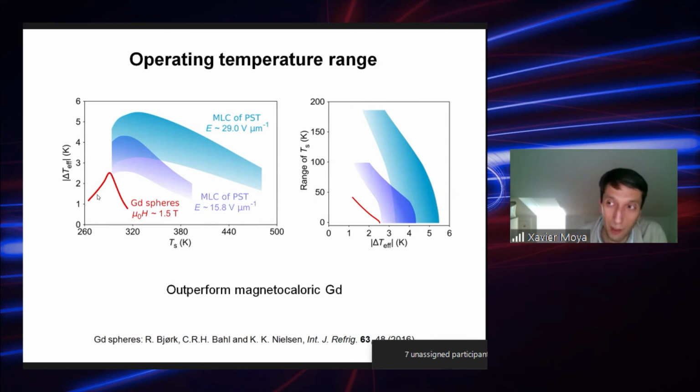And this actually has been used in many prototypes that are showing good performance. So the excitement came from the fact that in these multilayer capacitors of PST, you can actually get twice the temperature change, also over a very broad temperature range. Because if the material only operates in a very narrow temperature range, that is a problem for applications. So you can see the gadolinium has a relatively narrow peak, whereas the PST has a really broad peak, which is also potentially very interesting for applications.